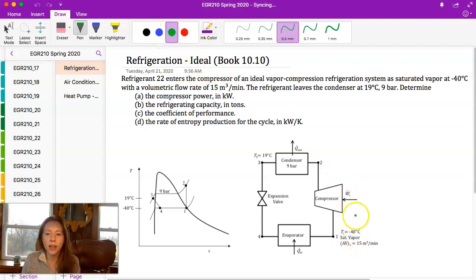So remember, this tells us that our quality is 1 there. And we have a volumetric flow rate of 15 meters cubed per minute. I like to call this V.1, I think that's a little clearer. And so V.1 is 15 meters cubed per minute, which is equivalent to 0.25 meters cubed per second.